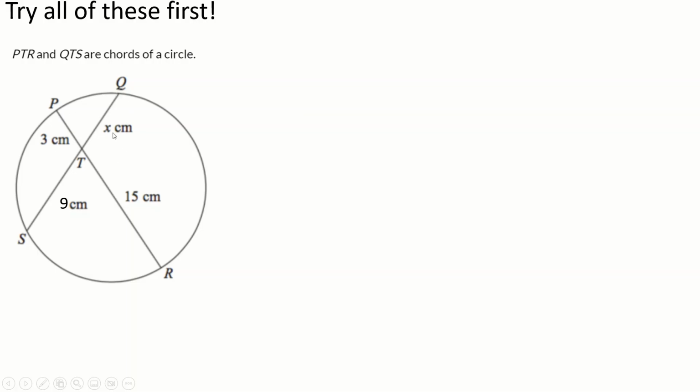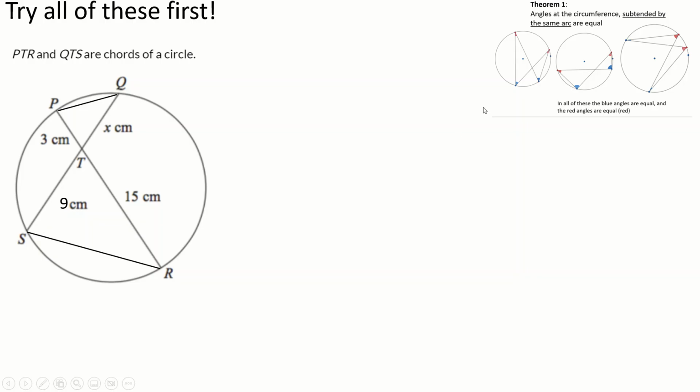We're looking for a length x here from these chords, length 3, 9, 15. Okay, so you could connect S and R and P and Q to make 2 similar triangles. How do I know they're similar? Well, because these 2 angles are vertically opposite, they're equal. This angle is equal to this one because of angles subtended from the same arc are equal, this rule here, and likewise this angle is the same as this one. So these are definitely 2 similar triangles, and so we can just find a scale factor.